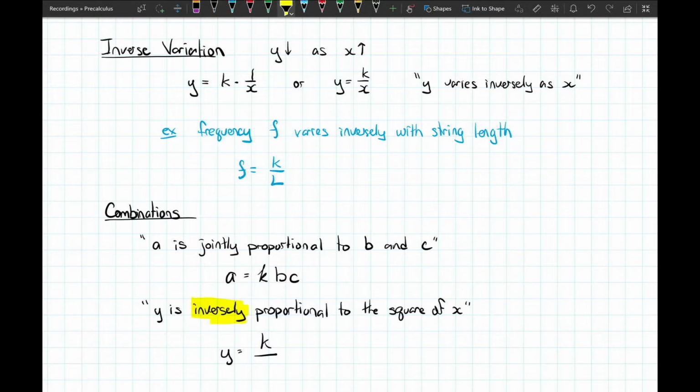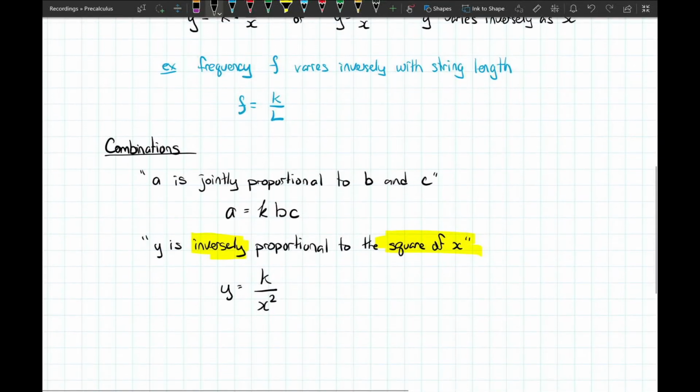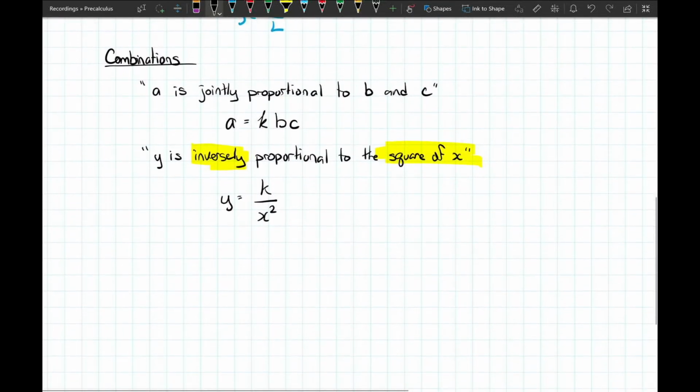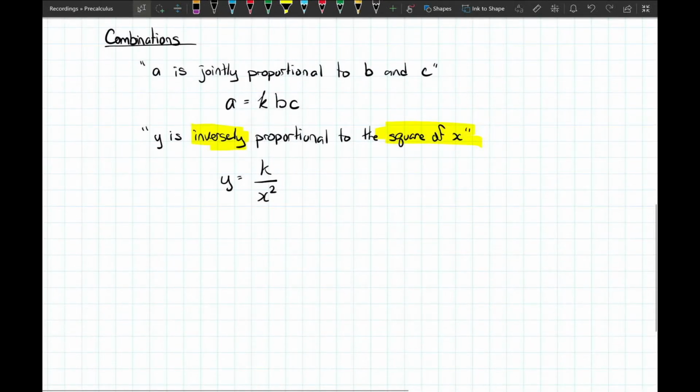But in this case, it's not inversely proportional to x. It's inversely proportional to the square of x. So that would mean it is k over x squared. And once again, there's only one constant of proportionality. If we are given a value of x and a value of y associated with it, we can find out what k is and complete the model. None of these models are totally complete unless we actually know what k is in our particular example.